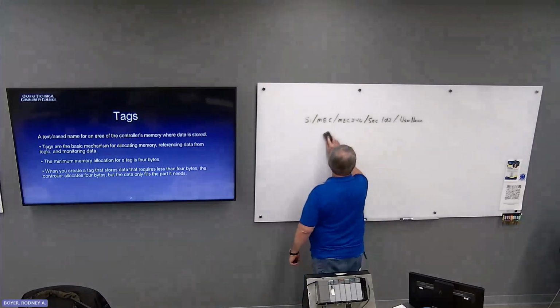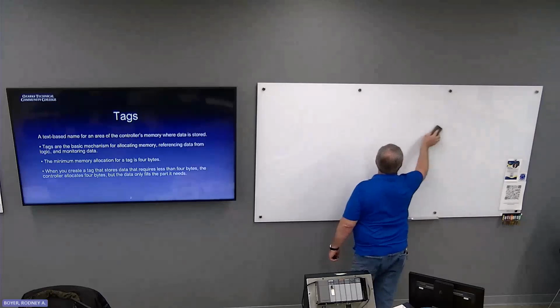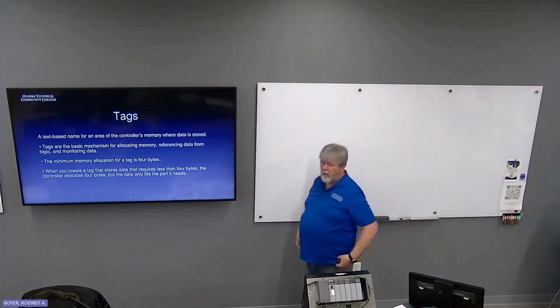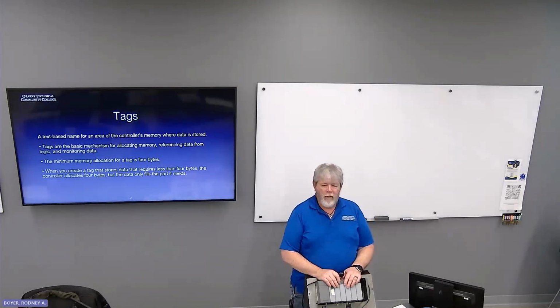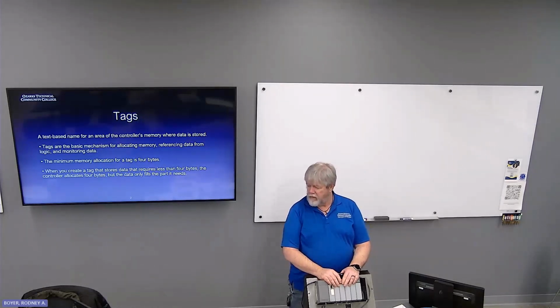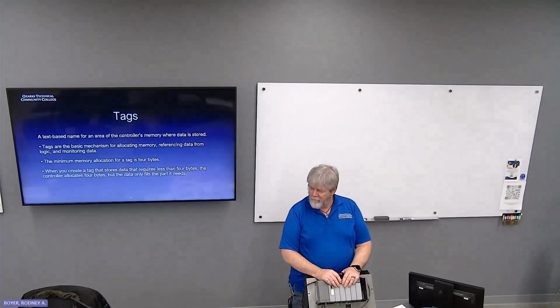Tags are a text-based name for an area in the controller's memory. It can actually be alphanumeric, but all tag names must start with an alpha character. They are just a mechanism for allocating memory, referencing data, and so on. Minimum memory allocation is 4 bytes.